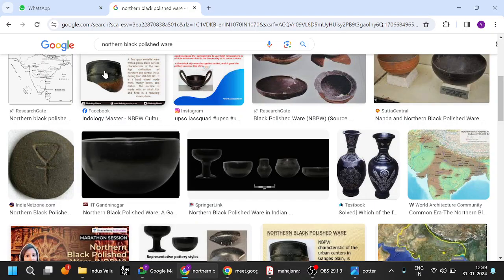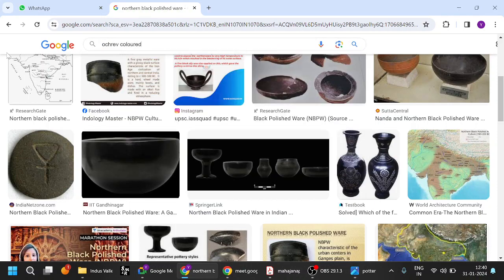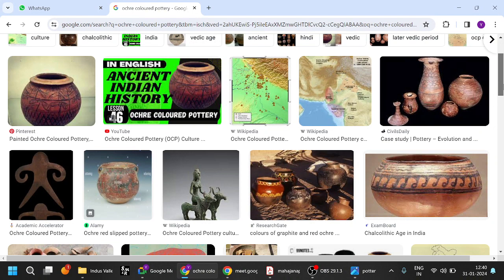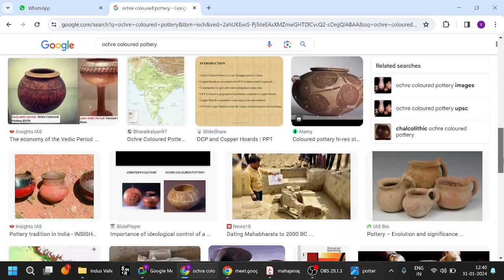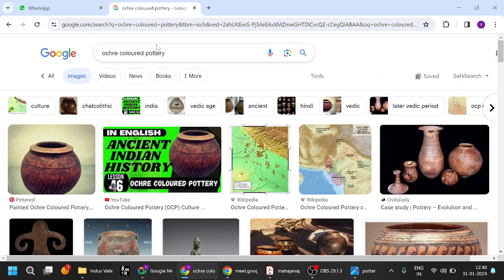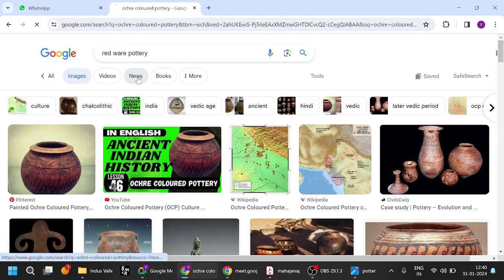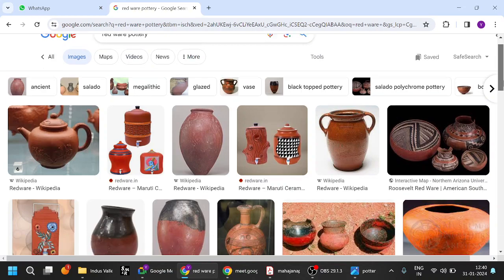Next, ochre colored pottery. Let us see. Okay, this is ochre colored pottery, which we have seen in the Indus Valley civilization. All this brown color we see is called ochre colored pottery. Initially, it was next redware pottery. Okay, this is redware pottery. So all these are very important.